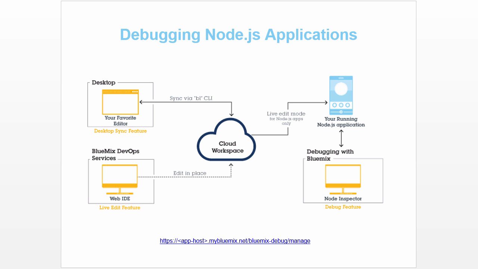After the application has been pushed, access the application using the URL shown in the chart to access the Bluemix Debug user interface. This will enable you to restart the application, connect to a shell on the application, or launch the Node Inspector to debug the application.